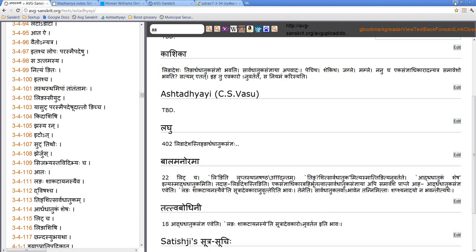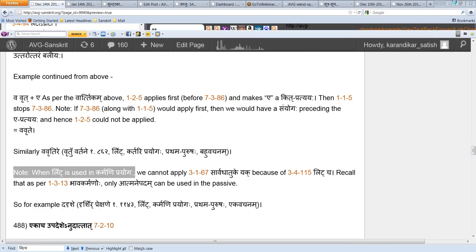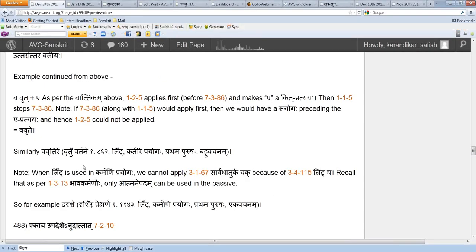So coming back to the passive, because of lit, when we use it in the passive, let's take an example, dadrishe. If you use the dhatu, for example, Hanuman Sitam dadarsha, Hanuman saw Sita. It's a kartari prayoga. When you make it karmani, it'll be Hanumata Sita dadrishe. Now why not sarvadhatuke yak here also?